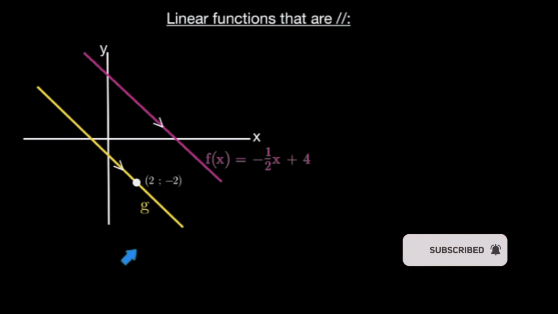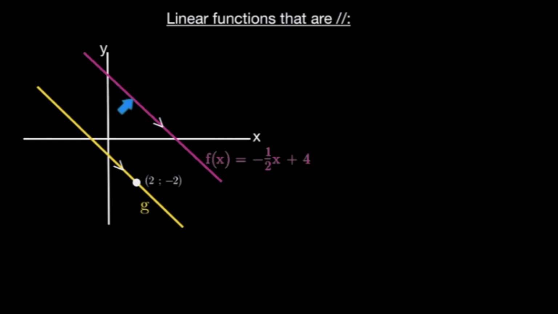Now just like in our previous lesson, we are given two straight lines. In our purple line we are also given this equation, and we also are given this yellow line, which is called g, with one point on that linear line, which is (2; -2). We are also given extra information that these two lines are parallel to one another. Now, we also want to calculate the equation of this yellow straight line.